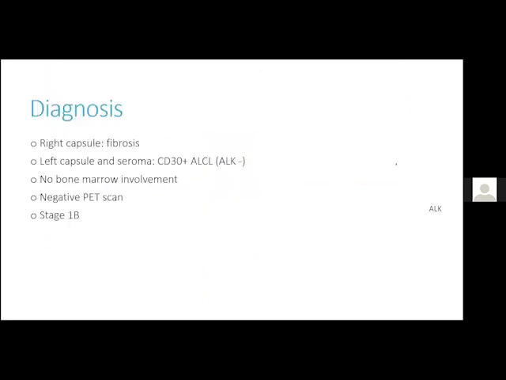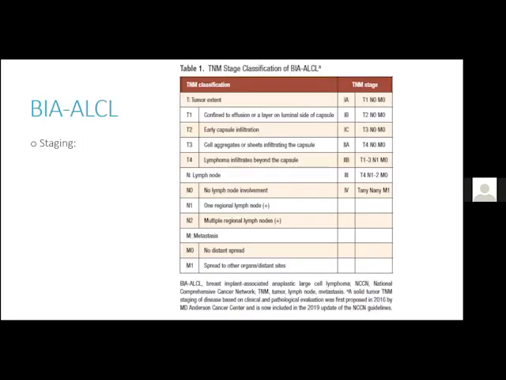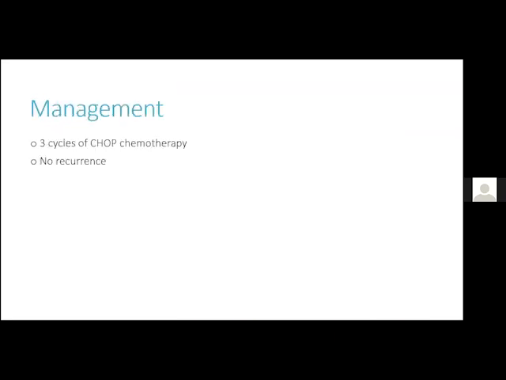She had some staging investigations which were negative. So her final stage was stage 1B. And this table outlines the TNM staging for BIA-ALCL. T1 disease is when the lymphoma cells are confined to the luminal surface or just the seroma fluid. And with T2 and T3 disease, the lymphoma cells extend into the capsule to greater degrees. And then T4 disease is when the cells infiltrate beyond the fibrous capsule into adjacent tissues. Our patient had 3 cycles of CHOP chemotherapy and has had no recurrence and is considered in complete remission.